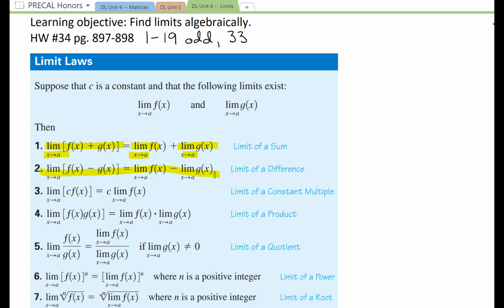Same with subtraction. What if you have the limit of a function times a constant? You can actually take the constant outside of the limit and multiply it by the limit of that function. The limit of a product is equal to the limit of each function multiplied. The limit of a quotient is equal to the limit of each function divided. Obviously, the denominator cannot be 0.